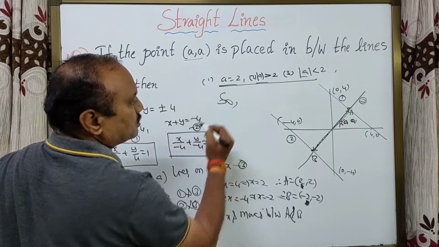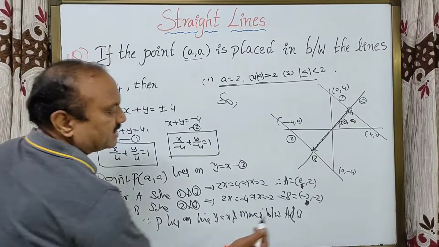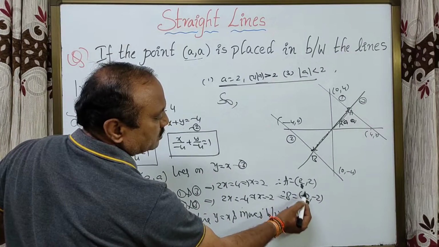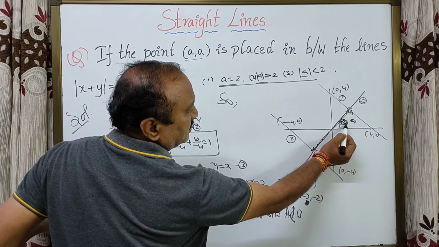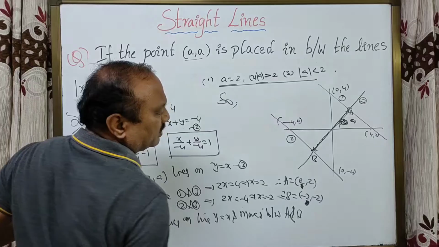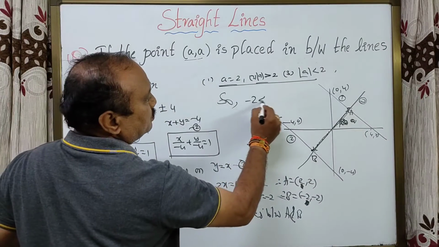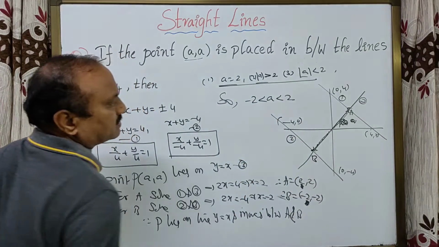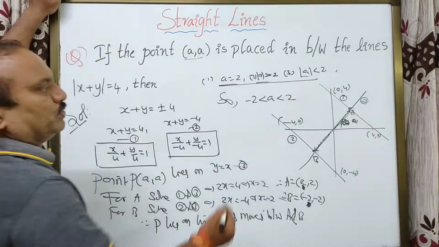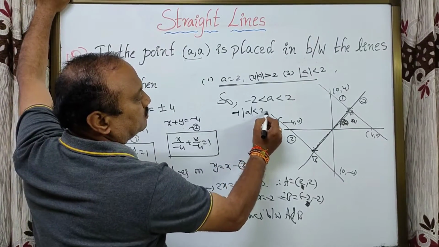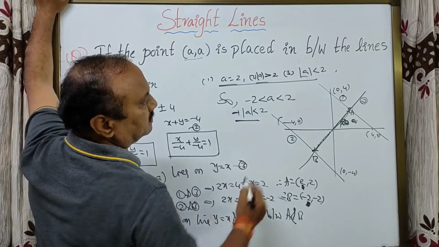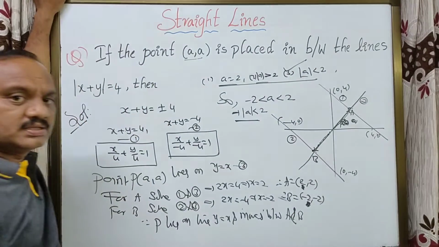So a takes values between these two x-coordinates, because in (a, a) the first place is the x-coordinate. Similarly, we may take the y-coordinate also. So -2 less than a less than 2 is the answer. We can write this in simplest form as mod a less than 2. So the third option is correct.